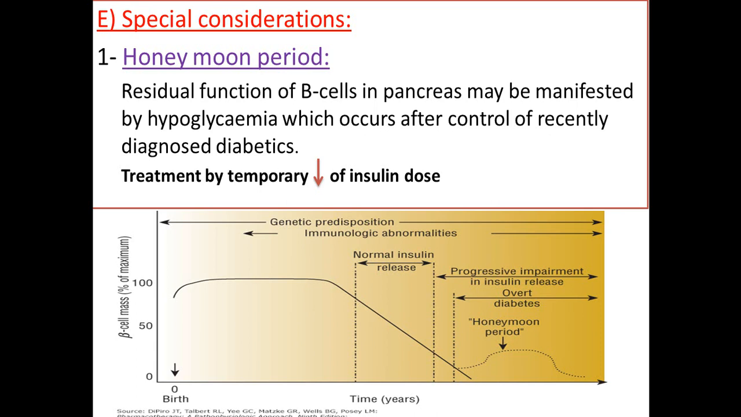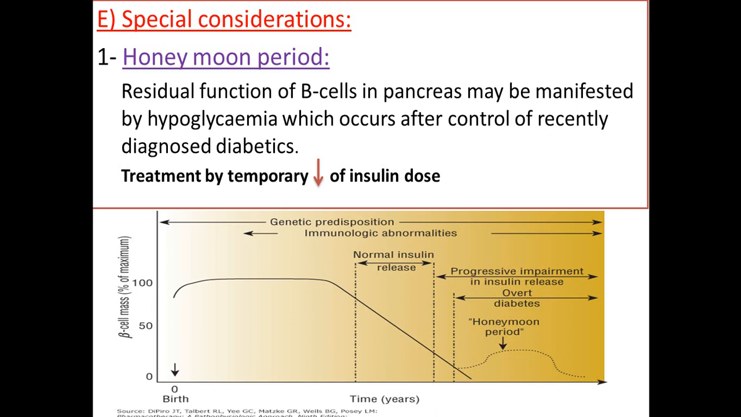First of all, we have to talk about the honeymoon period. After a period of well-being, after giving medication in the form of insulin, the patient will start to improve: the polydipsia decreases, the polyuria decreases, and body weight starts to increase. There is a period following partial improvement, and we call it the honeymoon period. Why does this occur? Because residual function of the beta cells in the pancreas may be manifested at this time, manifested by hypoglycemia.